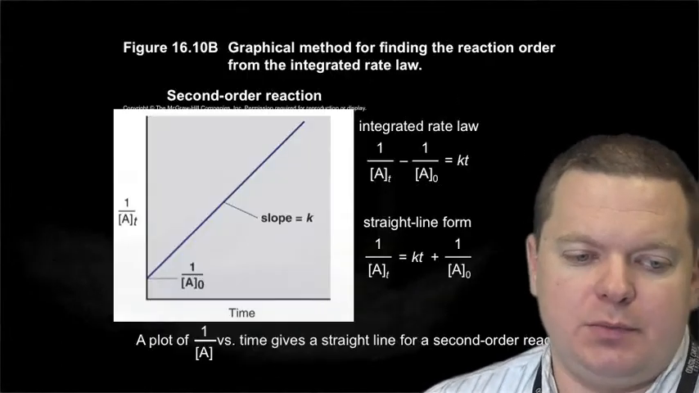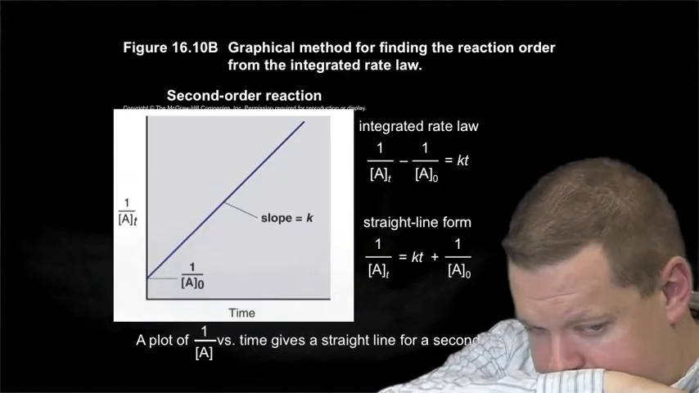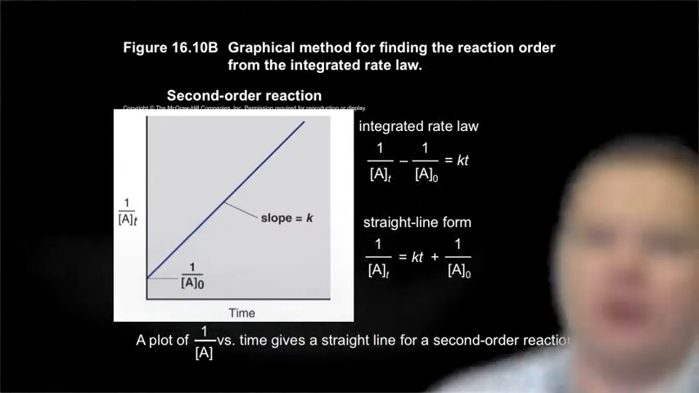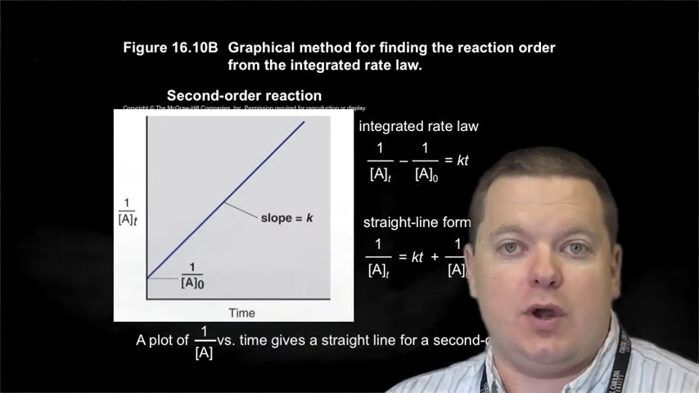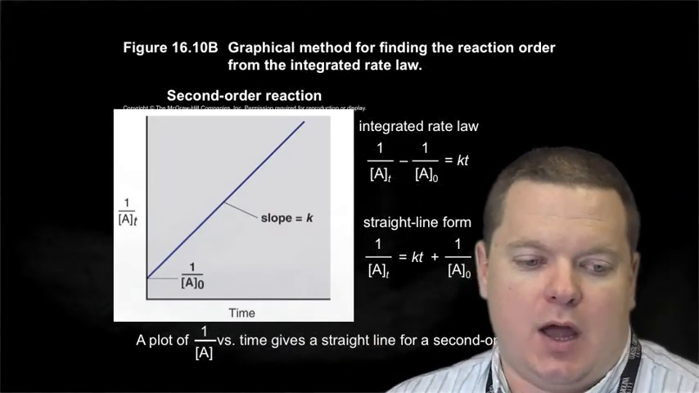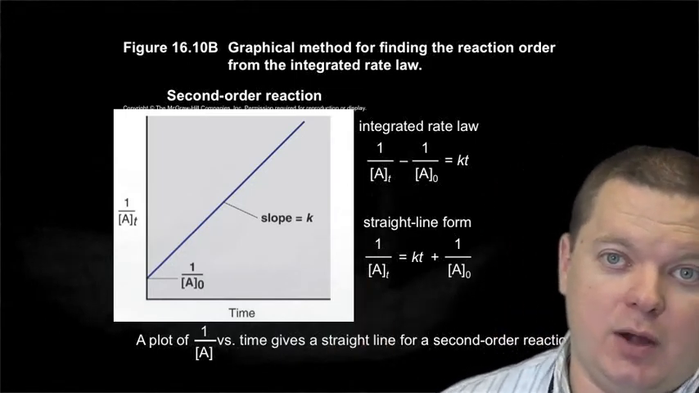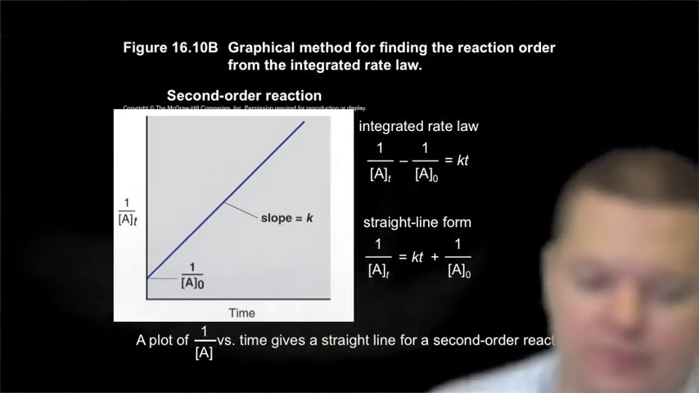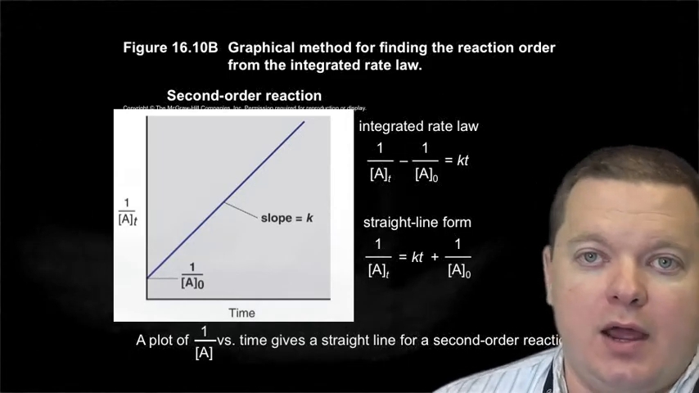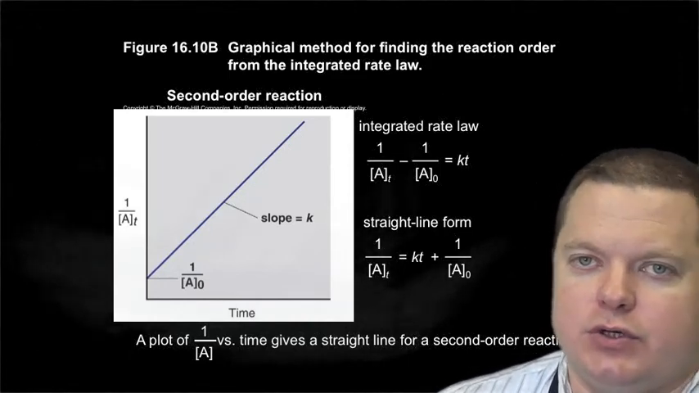We can do something similar for a second order reaction. Now, notice we're going to graph 1 over the concentration versus time. Again, if we get a straight line, we'll see a positive slope of k, and our y-intercept again is going to be 1 over the initial concentration.